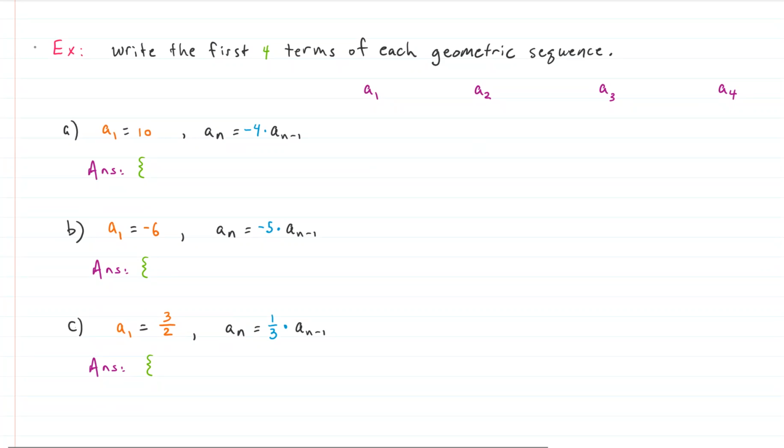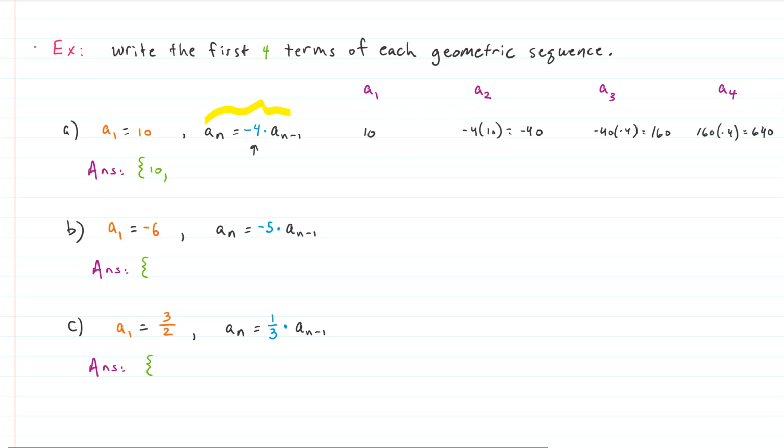Let's find the first 4 terms of this geometric sequence. And this time we're given the recursion formula for each of them. We write down our first term, 10, and notice we multiply by negative 4 to get our next term here. So negative 4 times 10 gives me negative 40. Then negative 40 times negative 4 gives me 160. And then 160 multiplied by negative 4 gives me negative 640.